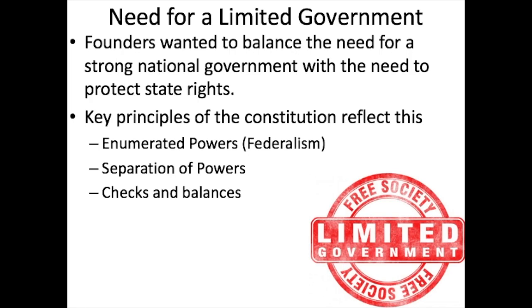They wanted to have ways to make sure that the government they were putting in place could never do those things. But on the other end, they also wanted to have a government that was strong enough to handle national affairs. To this end, they wanted to limit the government with the Constitution. And there are key principles of the Constitution that reflect this ideal to limit government. One is enumerated powers, which I often refer to as federalism. Next will be the separation of powers, and lastly, checks and balances. So let's get to it, shall we?